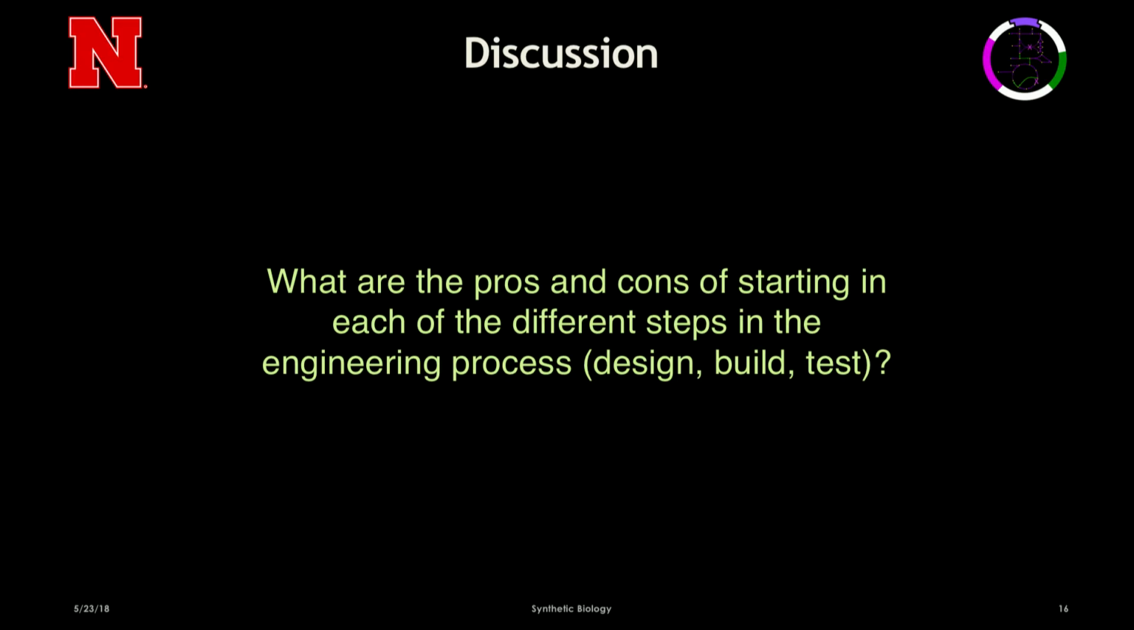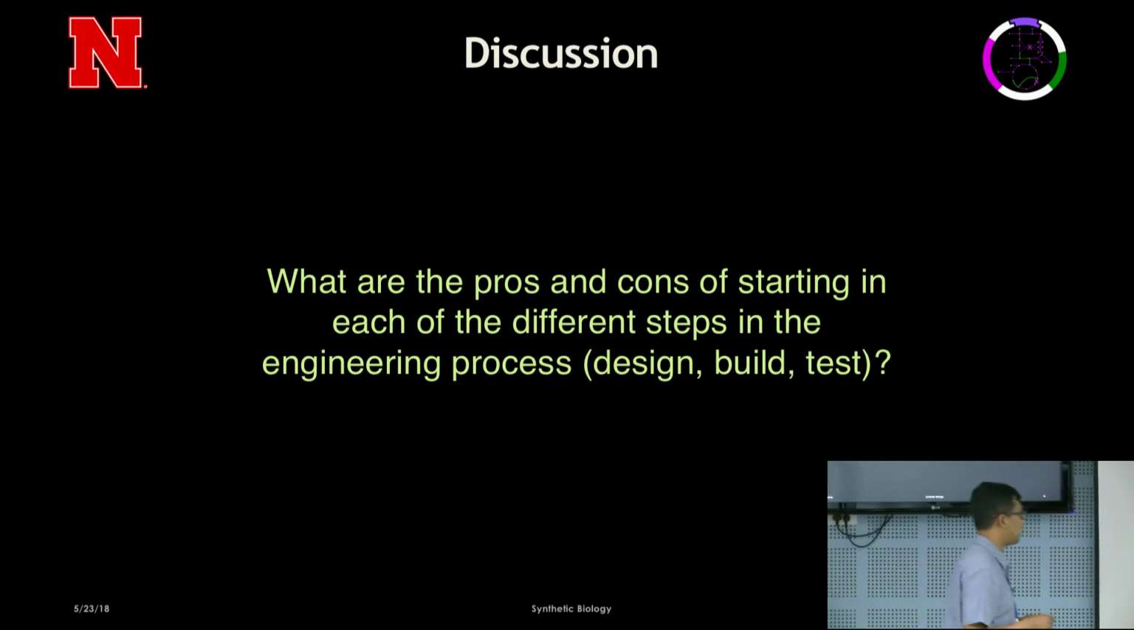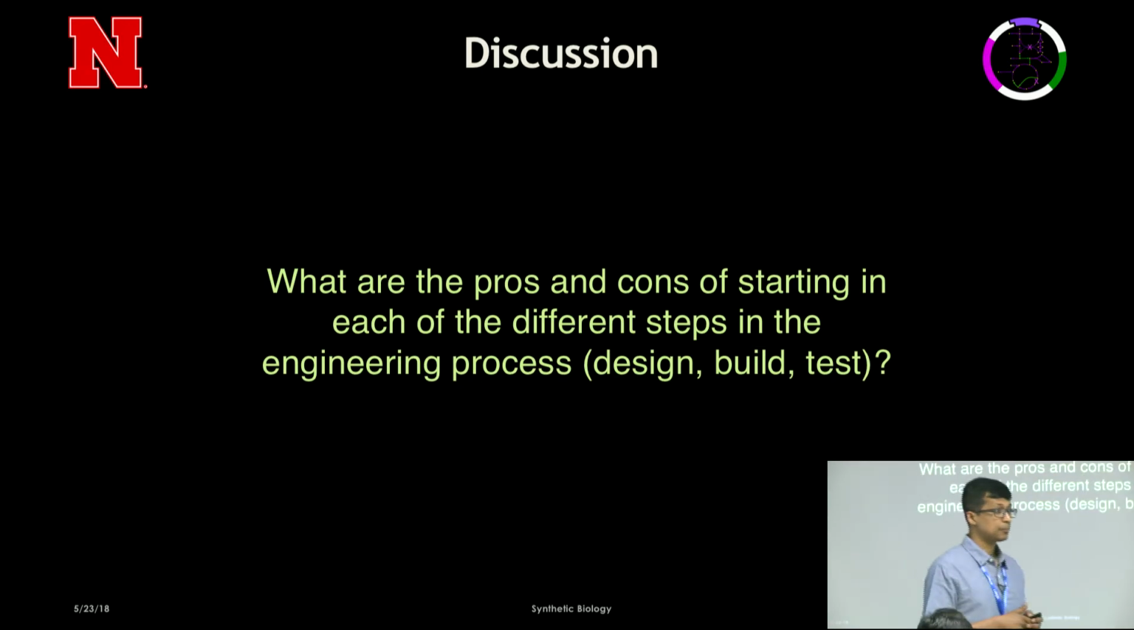What are the pros and cons of starting at each of the different steps in the engineering process? Think about it. What are the pros and cons of design, build, and test, these three different steps? If you start from the design step, what are the positives, and what could be the negatives? The negative could be the availability of data on the organism that I am working with.